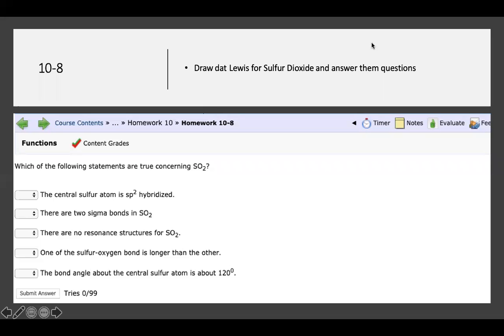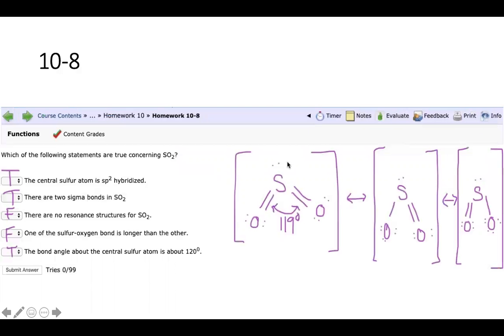Welcome to question 8 in the homework 10 series. For this one, we are going to determine which of these statements about sulfur dioxide are true. Our game plan is that, just like homework question 10.7, we're going to draw out the Lewis structure and answer the questions. So we're going to jump straight into the meat of it. We'll get to our Lewis structures here.